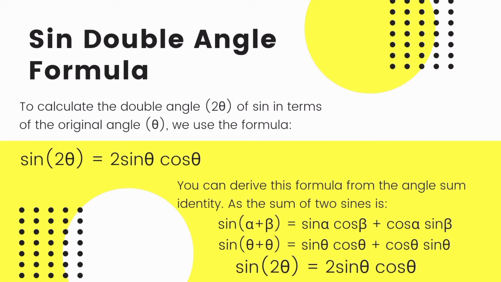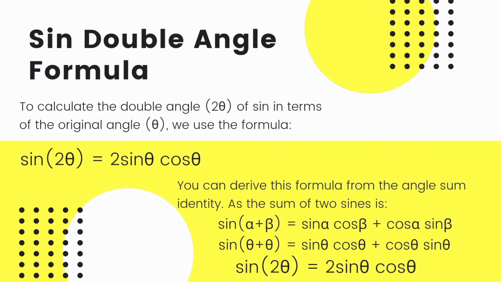Moving on, let's now talk about the sine double angle formula, which is the first formula of the three basic double angle formulas. To calculate the double angle 2 theta of sine in terms of the original angle theta, we use the formula sine 2 theta is equal to 2 sine theta cosine theta.